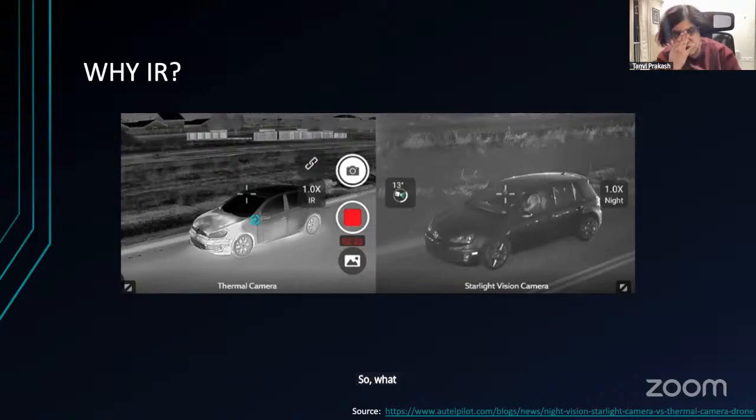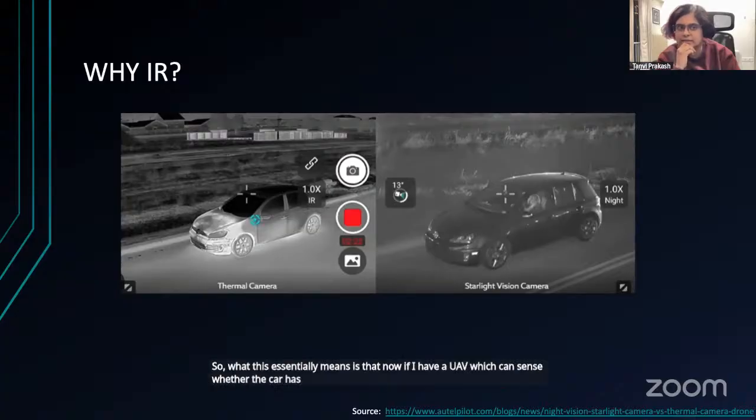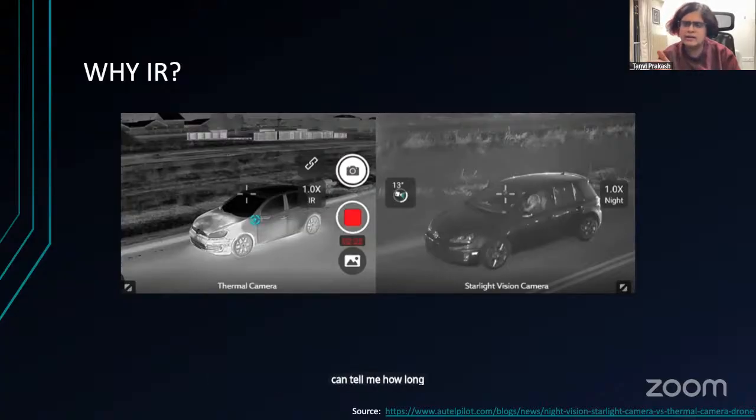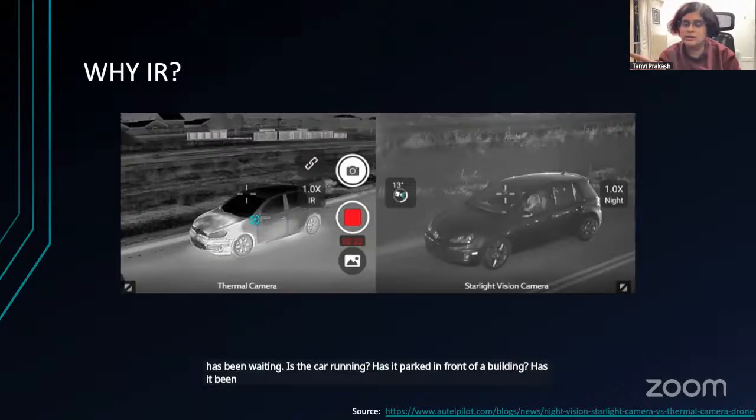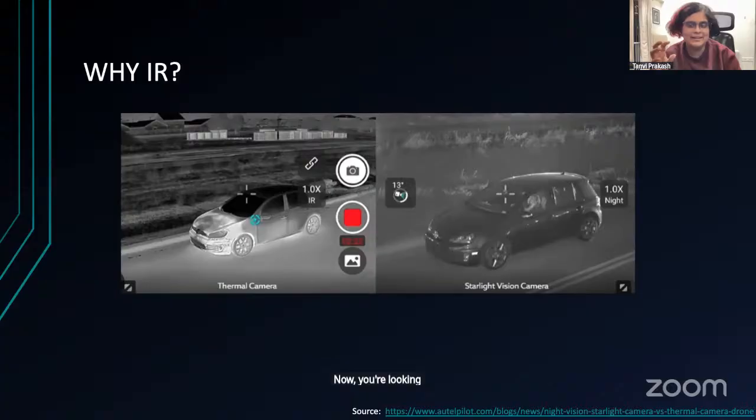So what this essentially means is that now if I have a UAV which can sense whether the car has an AC on or whether the engine is running or not, it can tell me how long the car has been waiting. Is the car running? Has it parked in front of a building? Has it been parked there for 4 hours or has it just arrived? Now you're looking at what I'm hinting at. It can tell you important intelligence information. It can tell you much more than what just a daylight camera can tell you.